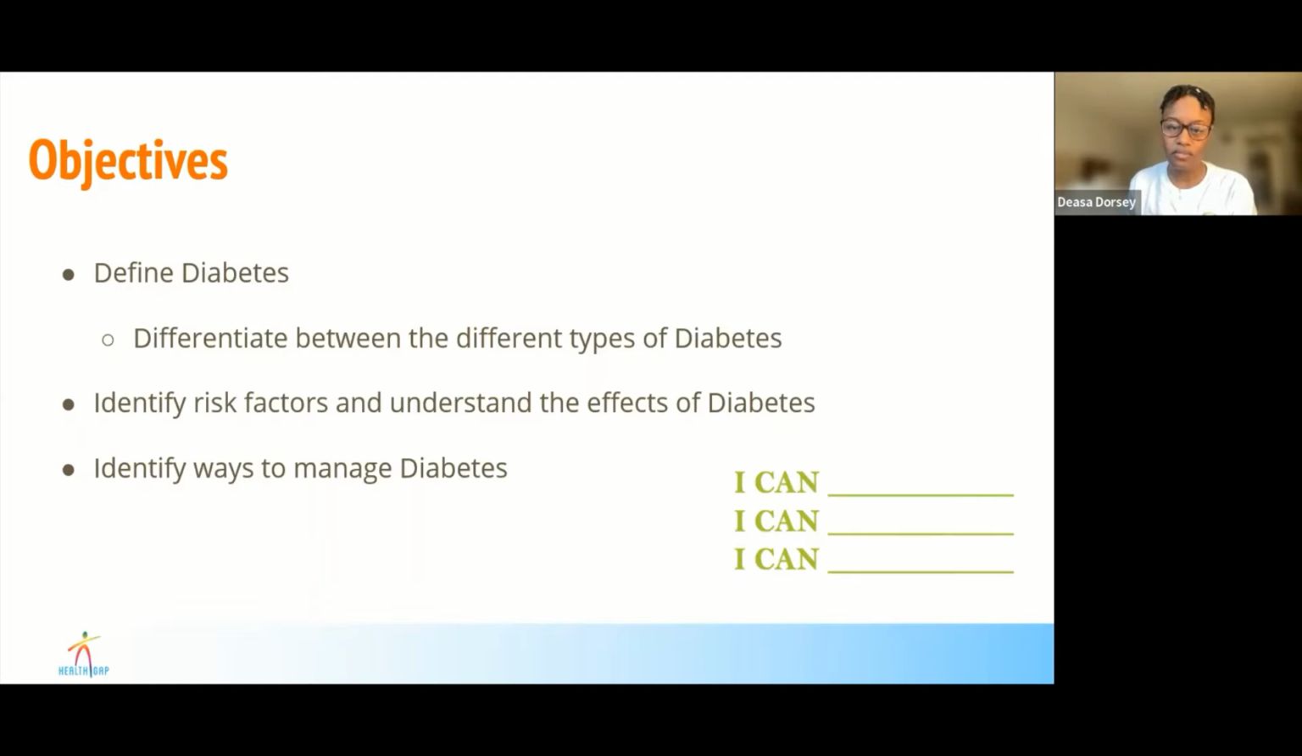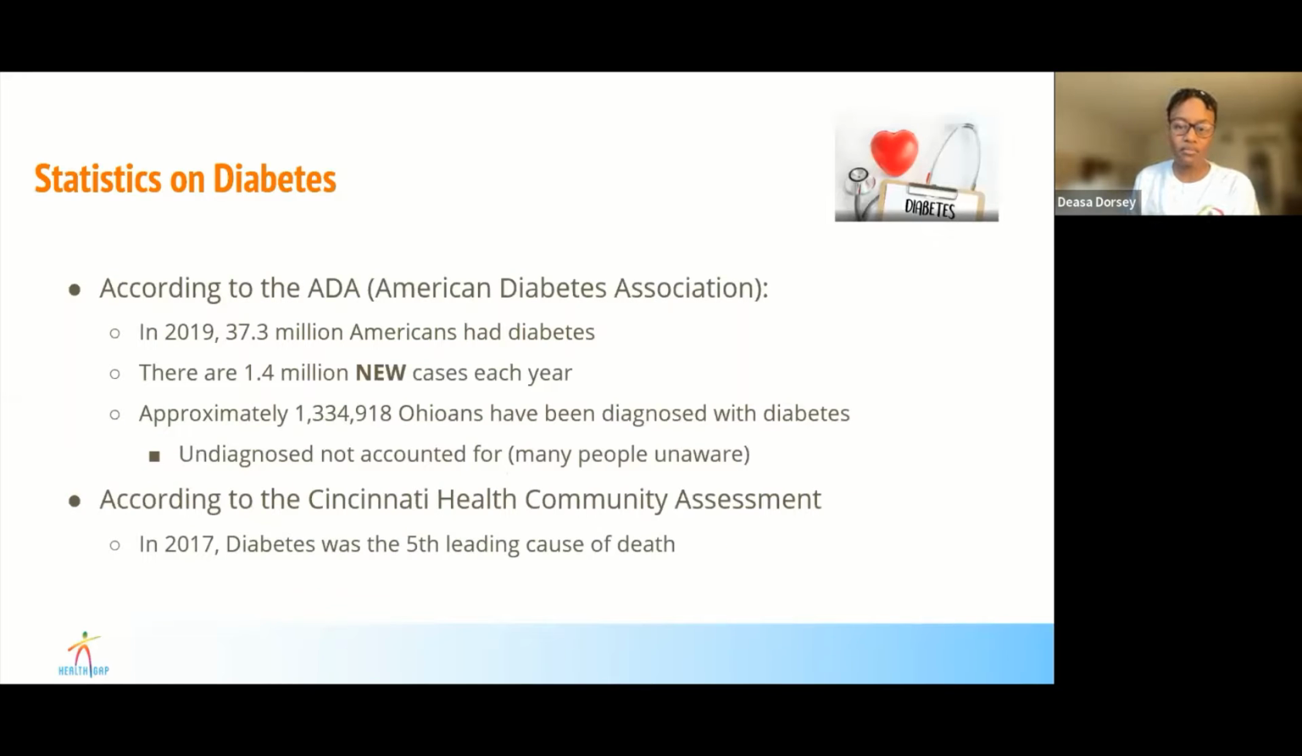So we'll get started with some data. Some statistics. According to the ADA, or the American Diabetes Association, in 2019, 37.3 million Americans had diabetes. There are 1.4 million new cases each year, and approximately 1 million Ohioans have been diagnosed, but that does not account for the undiagnosed amount of people.